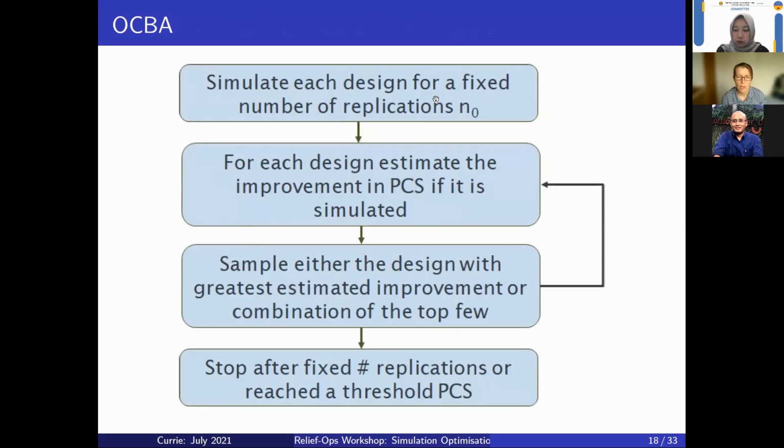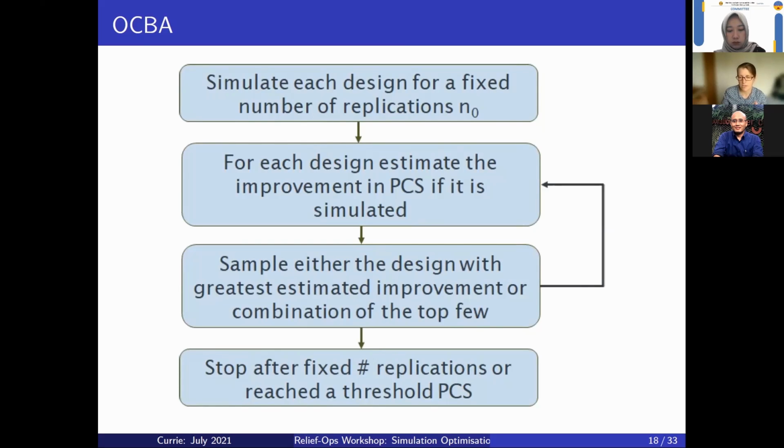So the first thing you will do, just as you did with the KN and KN++, is simulate each design for a fixed number of replications n0. So you will do your initialization process, find out something about each of the designs. For each design that you've sampled, you'll then estimate the improvement in PCS. Remember, this is our probability of correct selection that we learned about previously. So you'll estimate the improvement in this if we simulated that design some more. So for each design, you're saying, if I added one more replication for this design, how would that help me in determining the probability of correct selection?